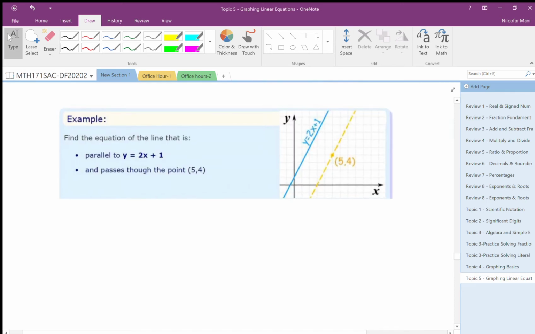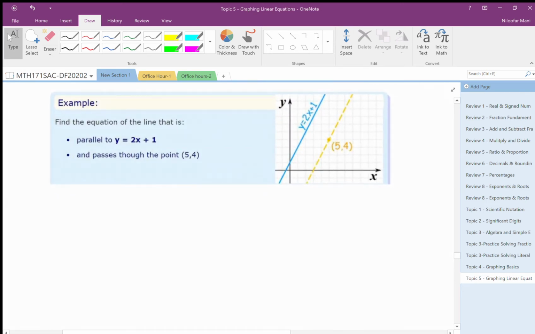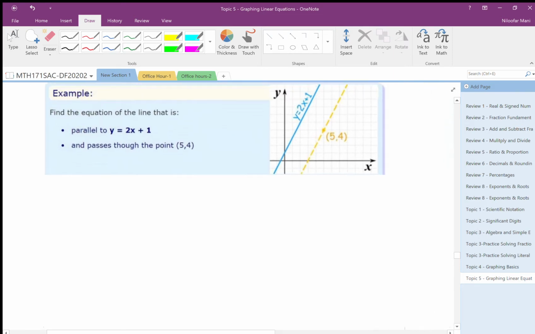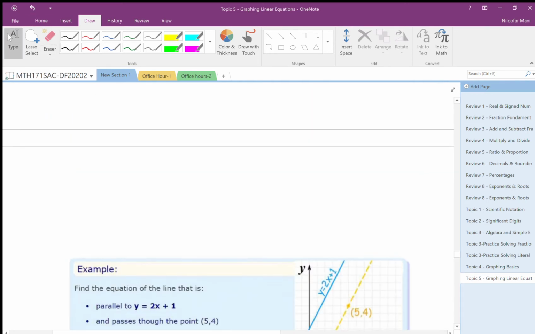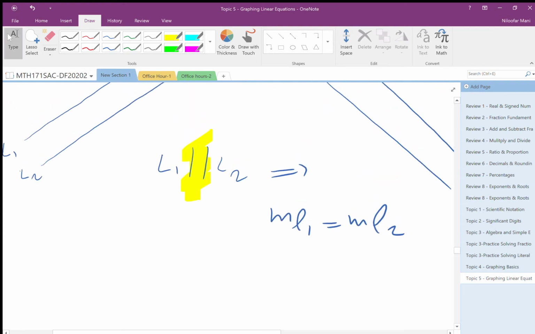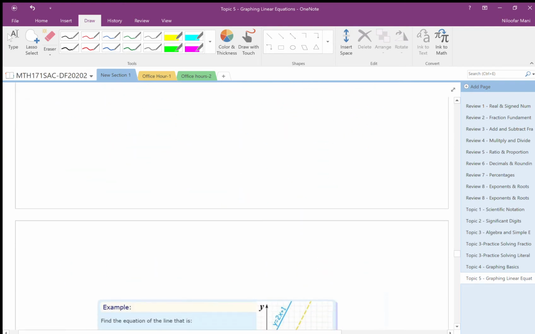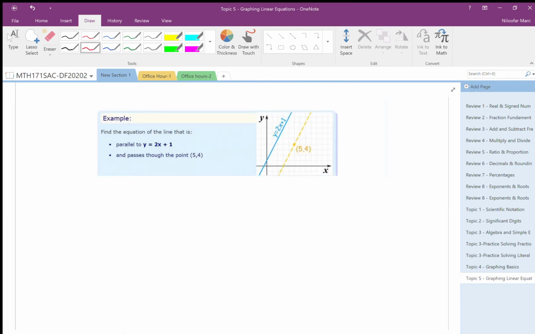So look at this question. For this question I added a picture because, based on my experience, students have issues here when I give them this question. For example, I say: find the equation of a line. Find the equation of the line which is parallel to this line.